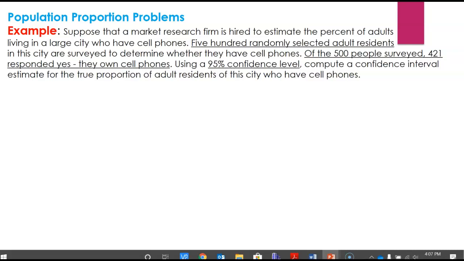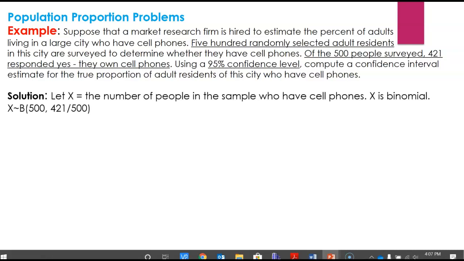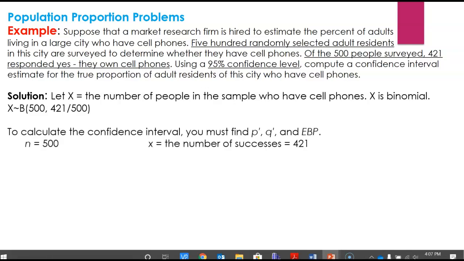Using a 95% confidence interval, compute a confidence interval estimate for the true proportion of adult residents of the city who have cell phones. Here's our solution. Let x equal the number of people in the sample who have cell phones. X is binomial, so x is represented by the binomial distribution for n 500 and probability 421 divided by 500. To calculate the confidence interval, you must find p prime, q prime, and EBP.